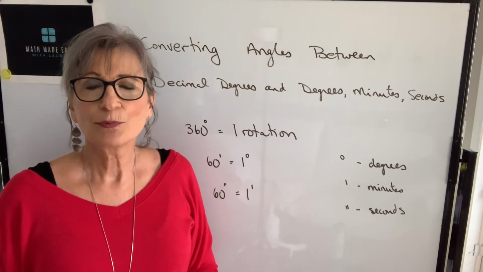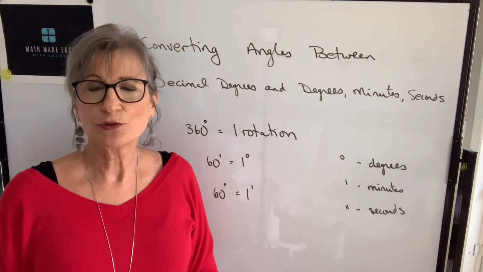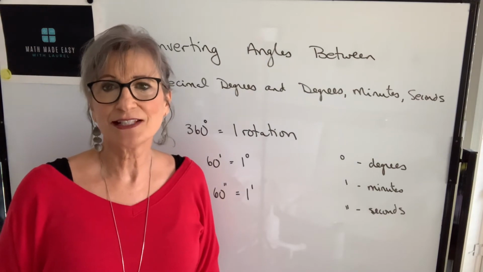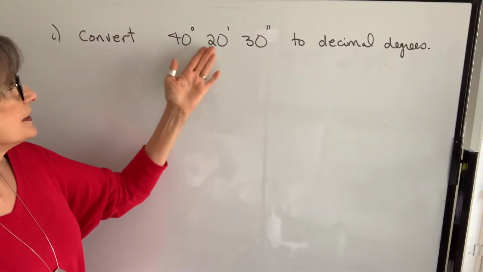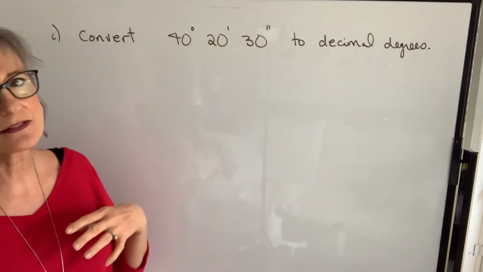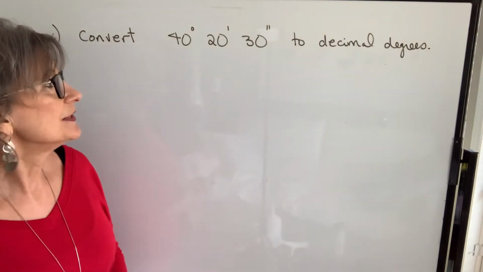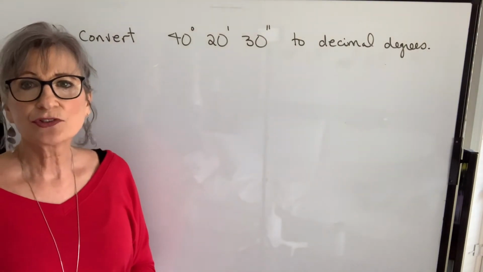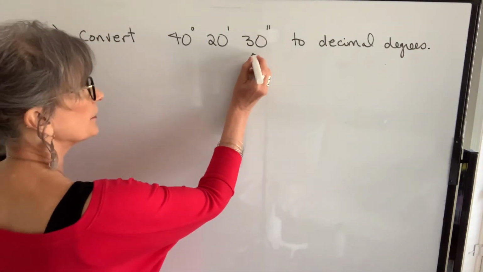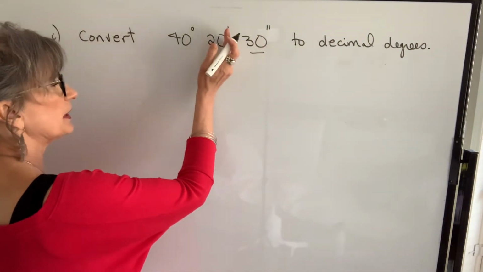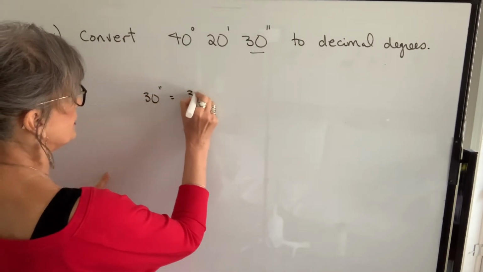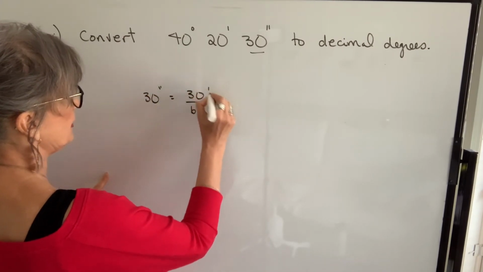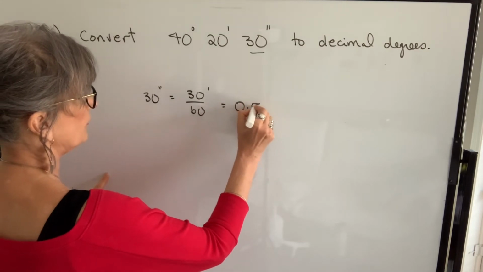To start off with, we're going to take an angle that's measured in degrees, minutes, seconds, and we're going to change it to decimal degrees. So my example is convert 40 degrees, 20 minutes, 30 seconds, that's the total angle, to decimal degrees. So to start with, I'm going to work with seconds and I'm going to change it to minutes. So 30 seconds will equal 30 divided by 60 minutes. So half of a minute.